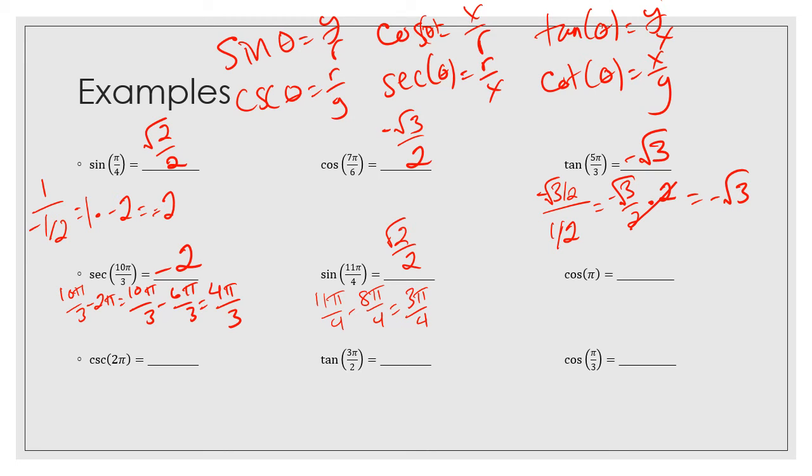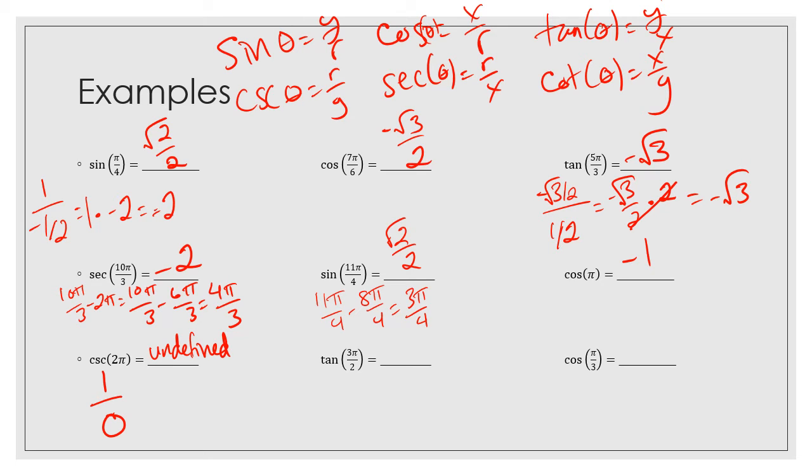The cosine of pi, if I look at pi, the cosine, the x value, is -1. Cosecant of 2 pi. So if I look at 2 pi, my cosecant is r over y. So when I do that, I get 1 over 0. Remember, when I have a 0 in the denominator, I can't have that because I can't divide by 0, so this value is undefined.